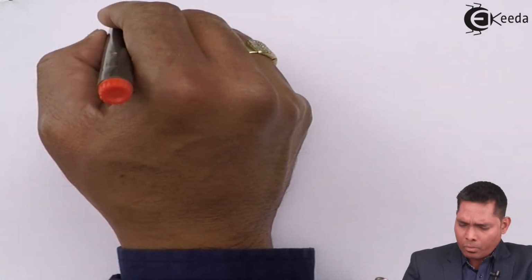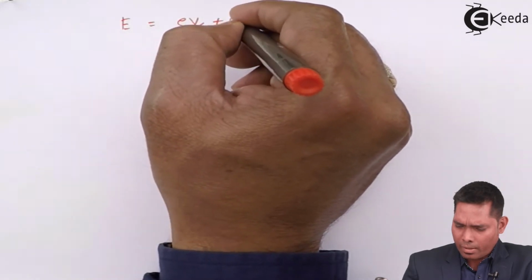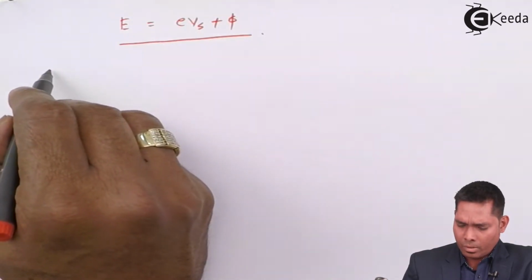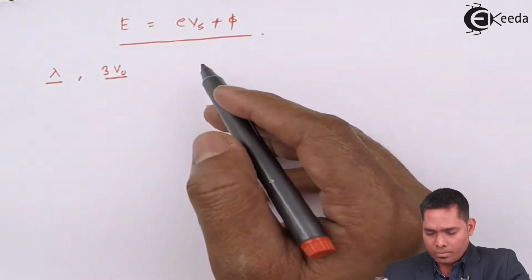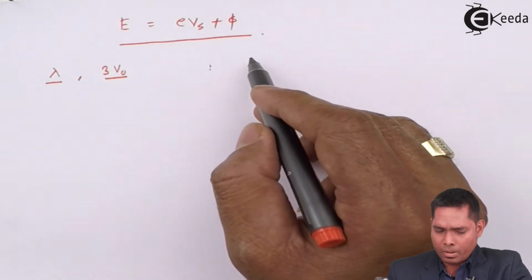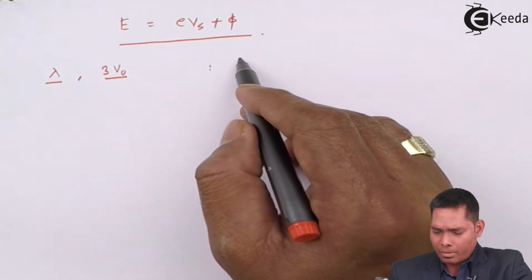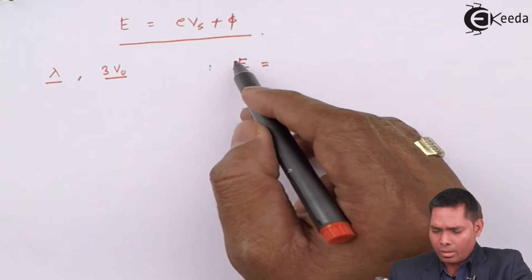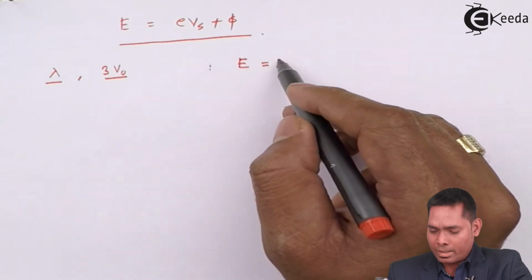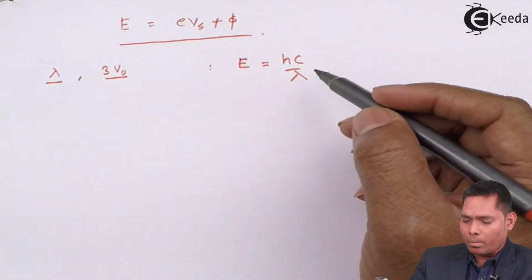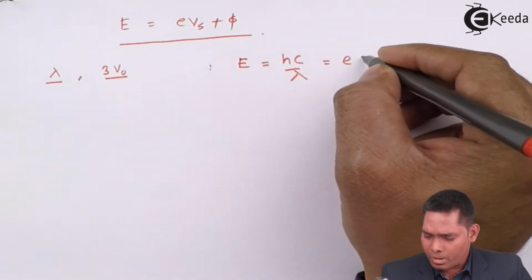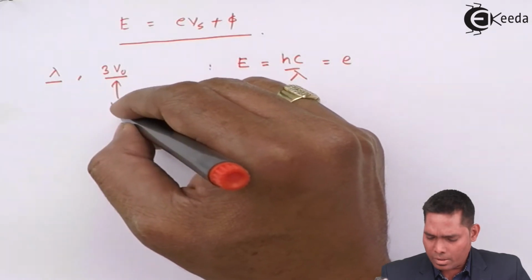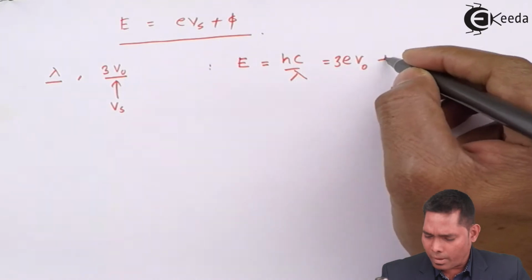Now, I am going to use the general equation, that is eVs plus phi. First case, when the wavelength is lambda, the stopping potential is 3V naught. So for this situation, the equation will become hc by lambda, because I'm using lambda and 2 lambda, so I'll write in terms of lambda and 2 lambda. hc over lambda is eVs, Vs is 3V naught here, so it is 3 times V naught plus phi.